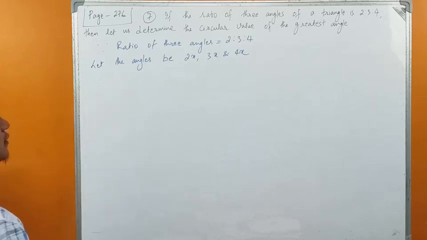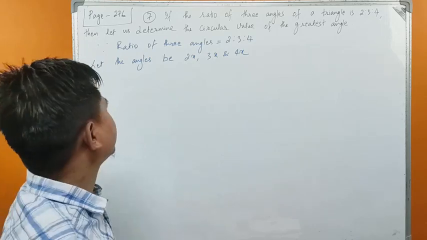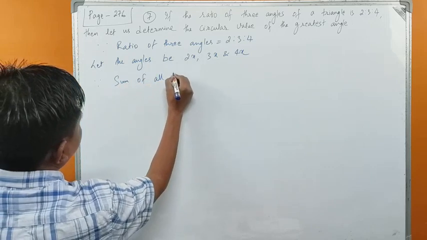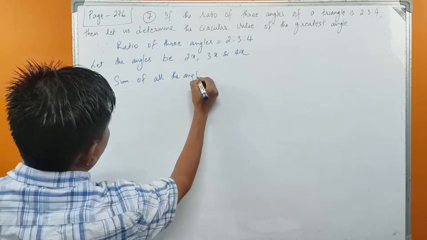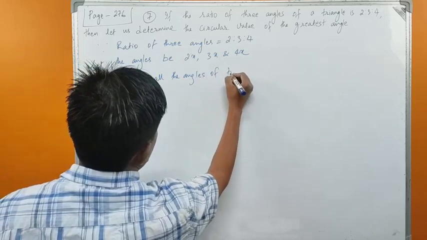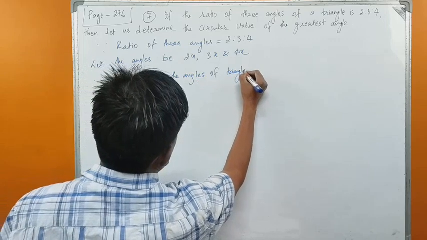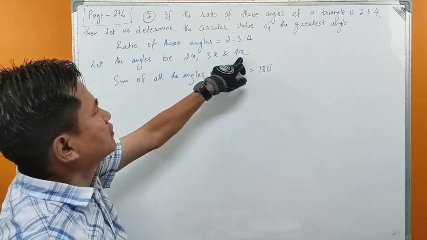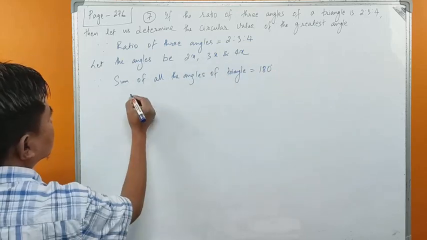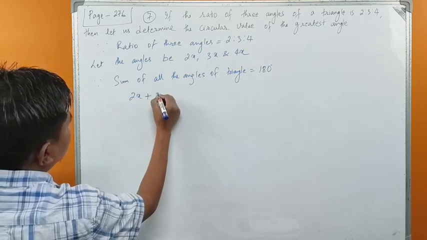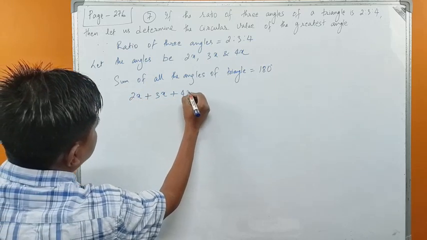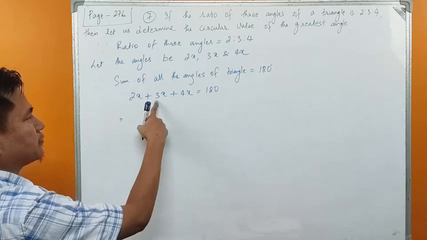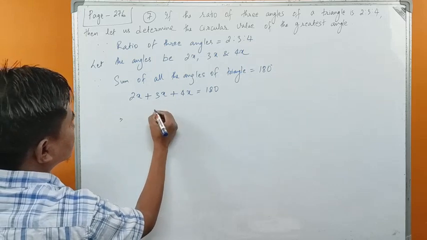Since we know that the sum of all the angles of a triangle is 180 degree, which means if we add all these three angles, we must get 180 degree. So 2x plus 3x plus 4x equals 180 degree. 2x plus 3x is 5x, 5x plus 4x is 9x.